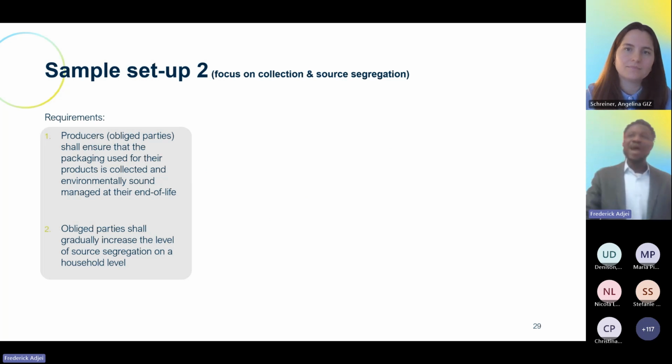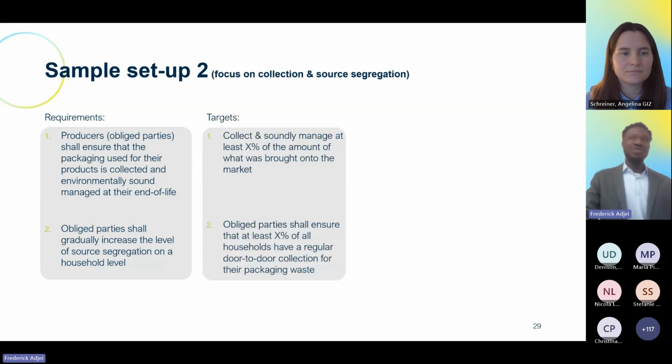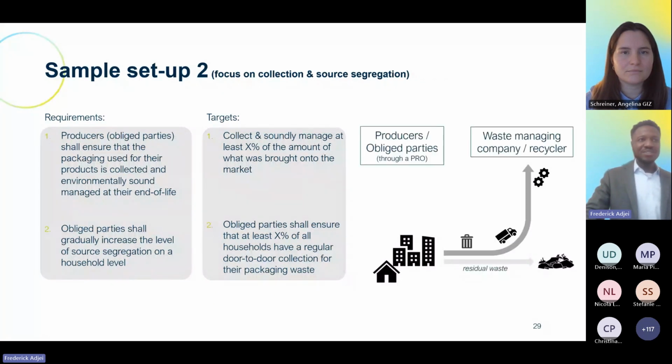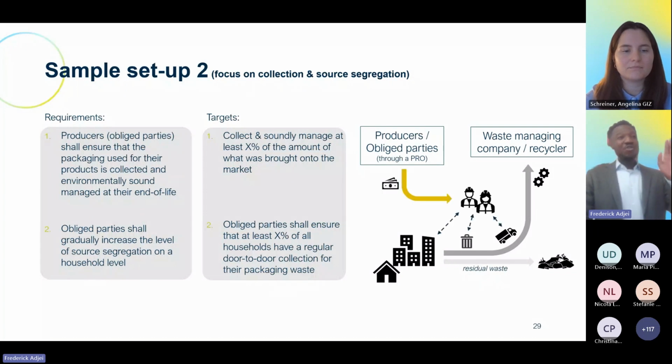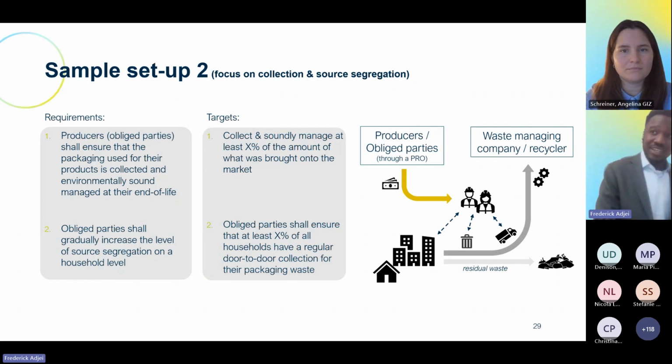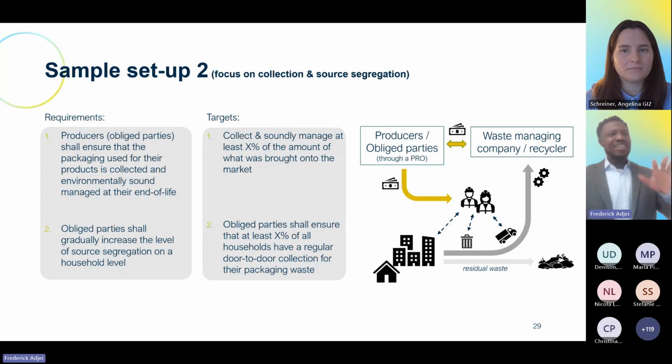Or you could go perhaps a more difficult way, where you focus on collection and source segregation. In this way, you set the target in two ways. Collect and soundly manage at least X amount of what was brought on the market, and obliged parties shall ensure that at least X amount of households have a regular door-to-door collection for their packaging waste. And I say that in this way, interesting things begin to happen. Not only do they have to ensure that X amount is collected, they also have to ensure that somebody is going house to house, putting bins there, collecting them, sending them to waste management companies. This is an interesting scenario.